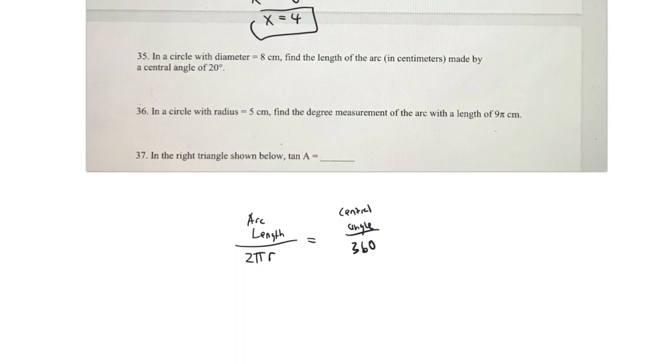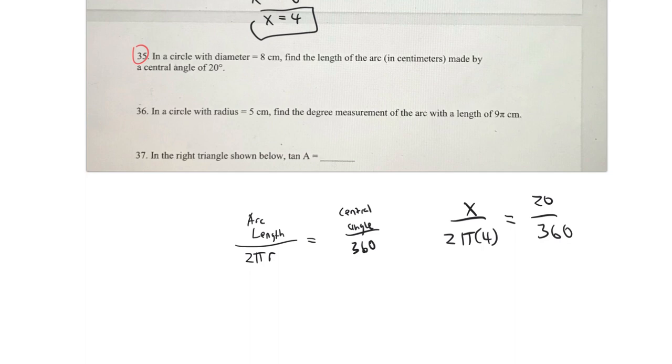So problem number 35, circle with diameter 8. So the radius is clearly 4. And we want to find the arc length. So let's say x over 2 pi times 4 is going to equal the central angle, which we already know is 20 over 360.